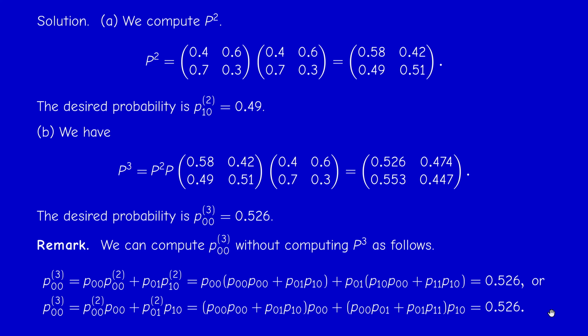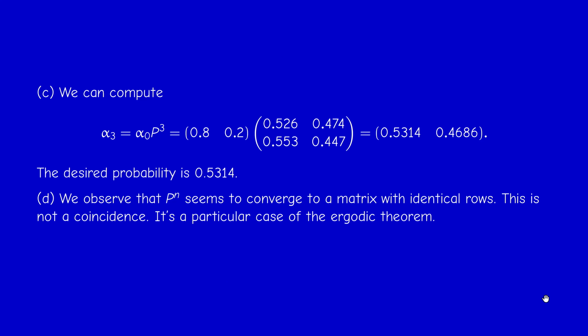And so, third question. We want to compute the unconditional probability of being busy after 3 steps, right? This was the question. So I apply the formula alpha 3 equal alpha 0 times P to the power 3. So once again, this is a row times matrix. We already computed P3. And we get a row vector, okay?